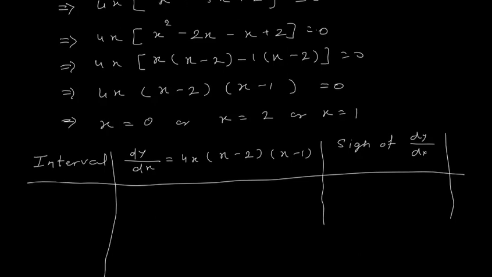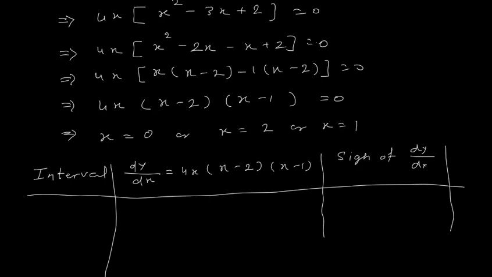So it is better that I draw a number line. Here in short we can draw a number line, and on this number line we mark the points 0, 1, 2. At the left we have minus infinity and at the right plus infinity. So our first interval is minus infinity to 0. In this interval, the first term 4x will be negative, the second is also negative, and the third bracket is also negative. So the sign of dy upon dx is negative.